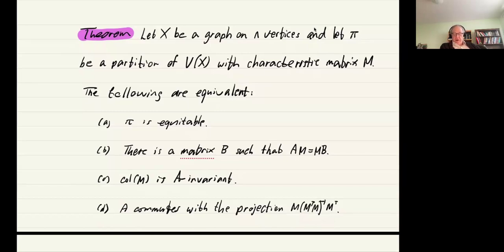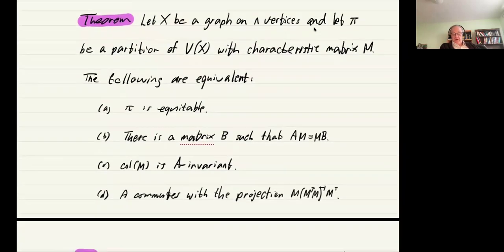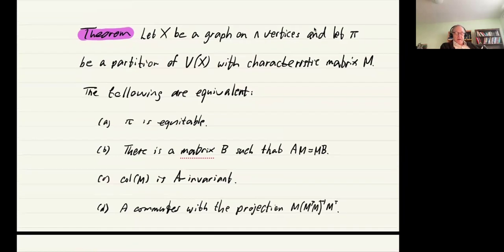Now, just to remind you, this is just our characteristic matrix. This is diagonal. You saw that here. Okay, and this is trying to be MM transpose, except you've got this diagonal stuff in the middle, messing things up a little bit. Okay, so these things are equivalent.